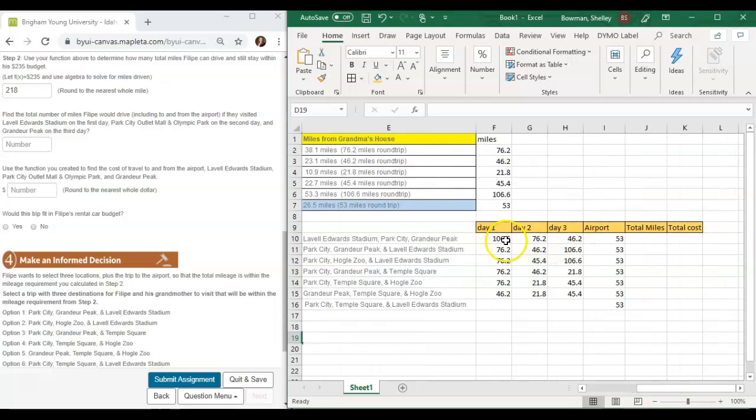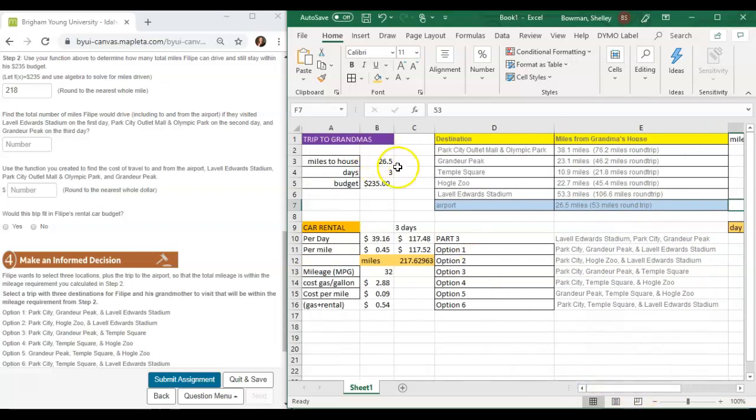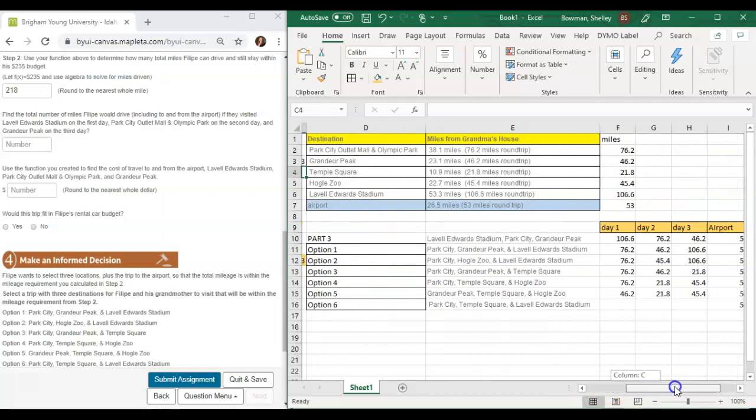Then over here, I've just cell referenced for each of these locations, and we'll do this in step 4. In this one, we just went to LaVell Edwards Stadium, Park City, and Grandeur Peak, and don't forget the airport, to and from for the round trip. And you'll notice that I multiplied by 2 for the 53. If you wanted to do that over here somewhere, you're more than welcome to cell reference and times by 2 so that you know that that's 53 to and from.